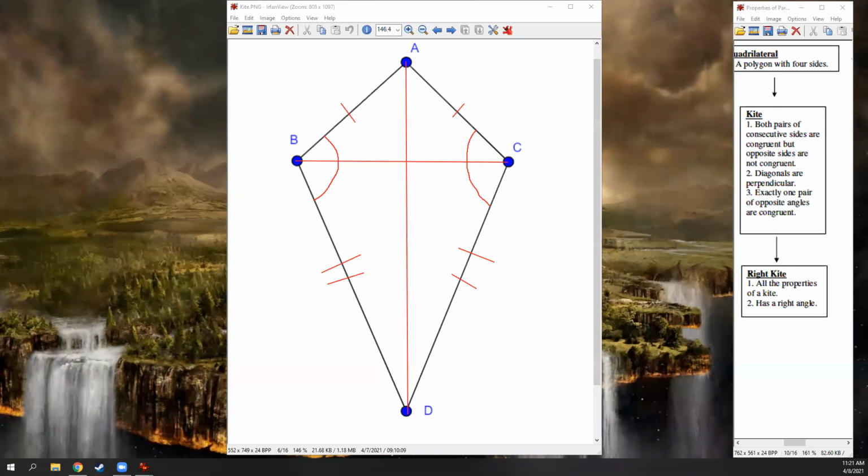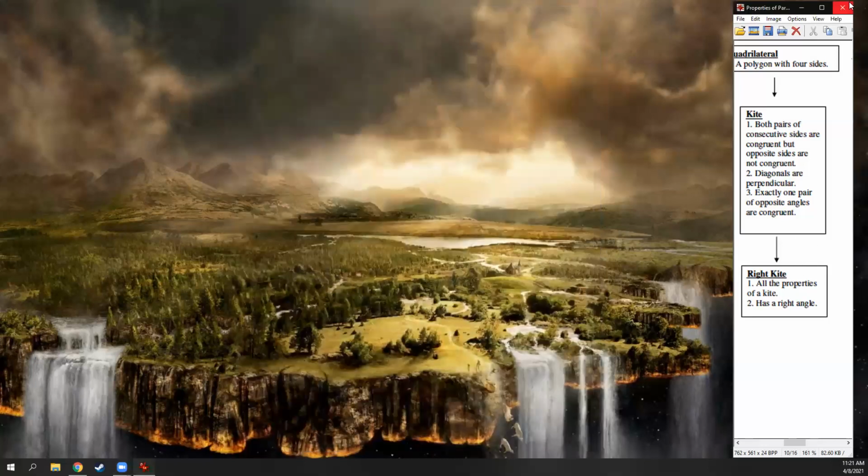Now, you're not going to get a lot of questions on kites, almost at all. Pretty much never. You may get a question on kites. I mean, on the quiz, I put 2 just in case, but on the actual FSA, I think you might see 1. And then the last one, right kite, all the properties of a kite and has a right angle. Well, the right angle would be right up here. It would be where A is. This would be your right angle, and then everything else would be exactly the same. So I don't know why it has its own distinction, but it is what it is.